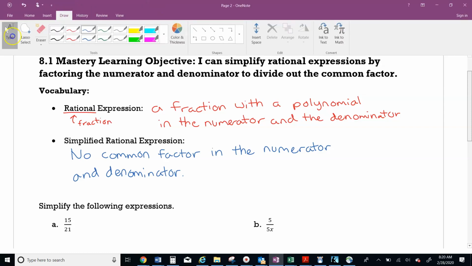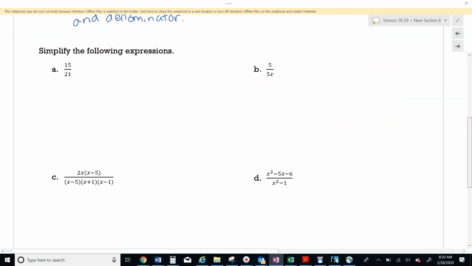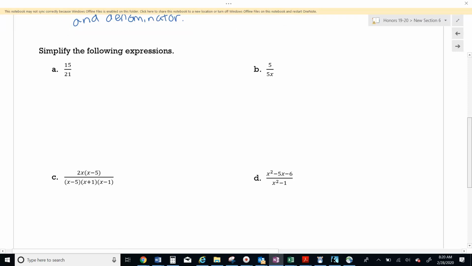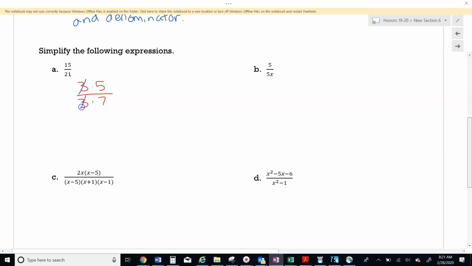Okay? So looking at some of our examples here, we're first going to start with just numbers. 15 over 21. I want to simplify this. Well, 15 is 3 times 5, and 21 is 3 times 7. They both have a 3, and 3 divided by 3 is just 1. So we are left with 5 over 7.